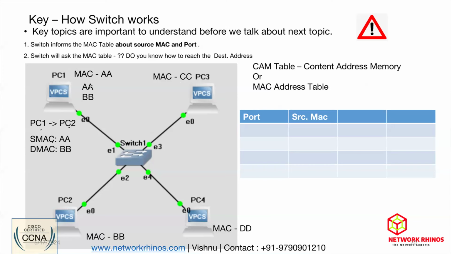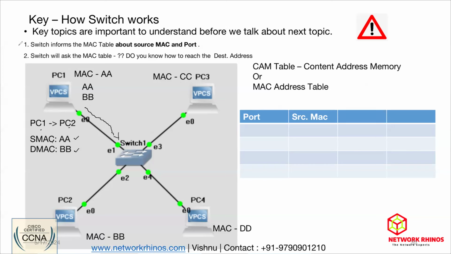When PC1 sends traffic to PC2, what will be the source MAC address? AA. Destination MAC will be what? BB. So this traffic will come all the way to which port number? Port number E1.